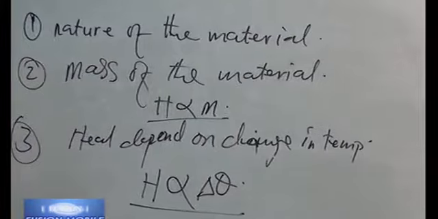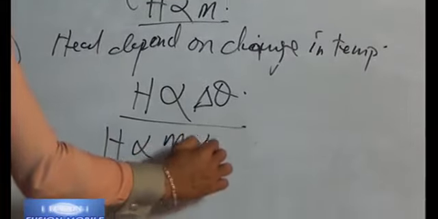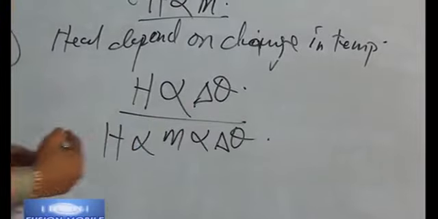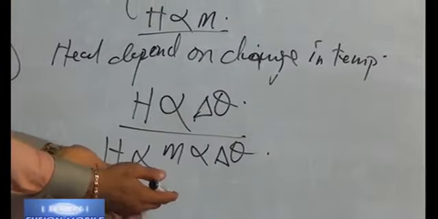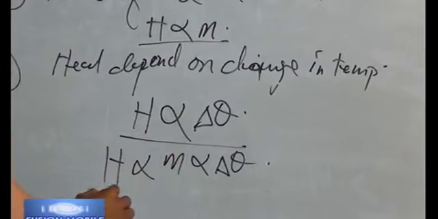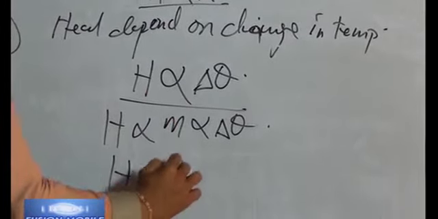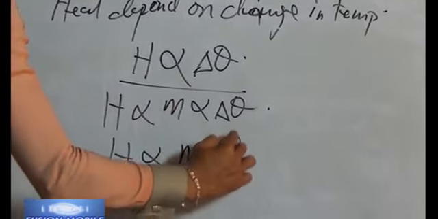So bringing it down, we can say that heat is directly proportional to mass and directly proportional to change in temperature. Bringing it into a single variation, that means that heat is directly proportional to mass and change in temperature.